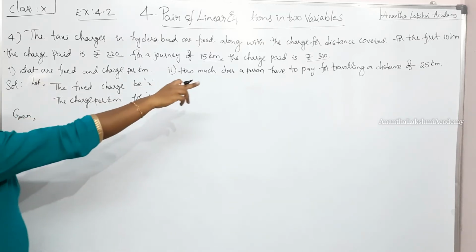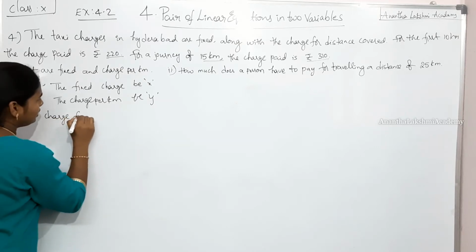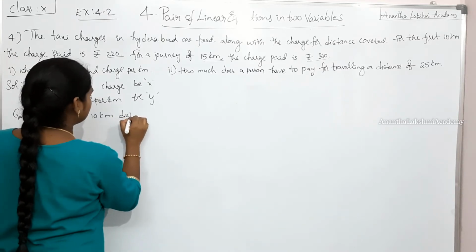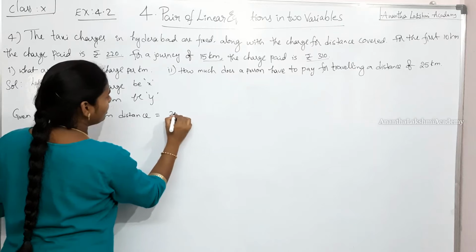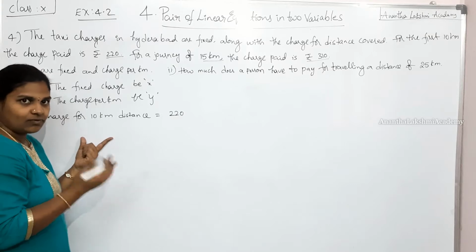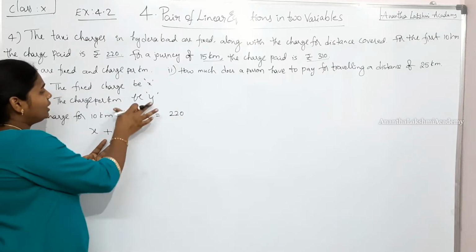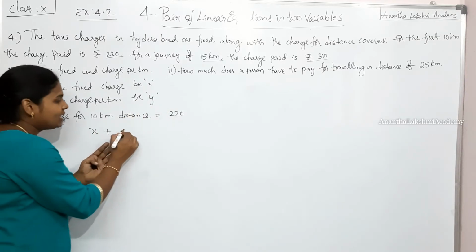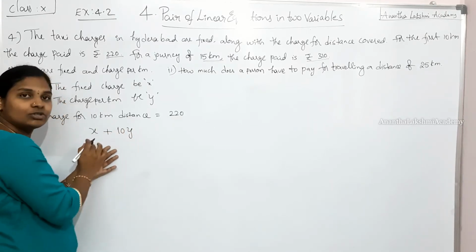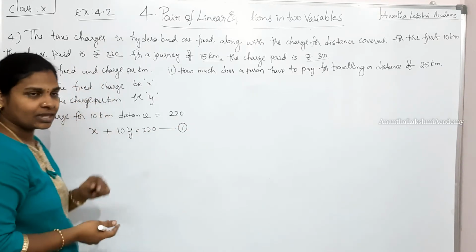Given, for the first 10 kilometers, the charge for 10 kilometers distance is equal to, how much is it? 220 rupees. So in order to travel a distance of 10 kilometers, first we will be paying the fixed charge. And Y is the charge per kilometer. How many kilometers did you cover? 10. So this is going to be X plus 10Y is equal to 220. Now we got the first equation.